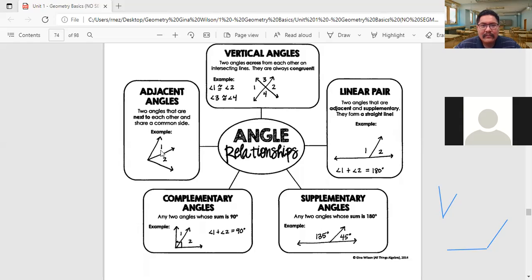Adjacent angle. Maybe it would have been better if I had gone counterclockwise, because we already covered adjacent angles. That's just two angles that are next to each other, and it also means they share a common side. Just like in a school, I have some teachers whose classrooms are adjacent to my classroom. Wait, they're not in my classroom. They're adjacent to my classroom.